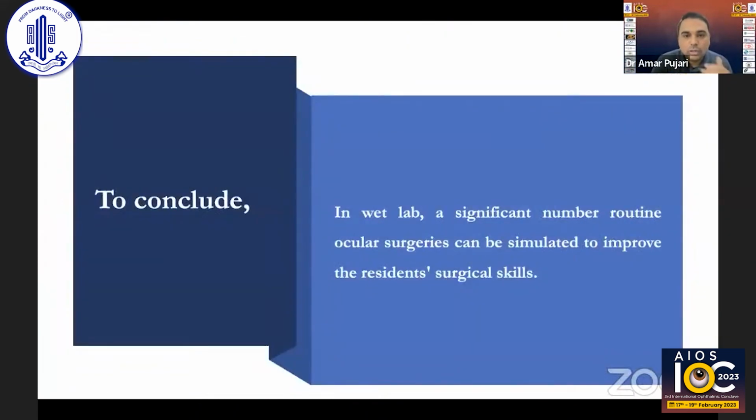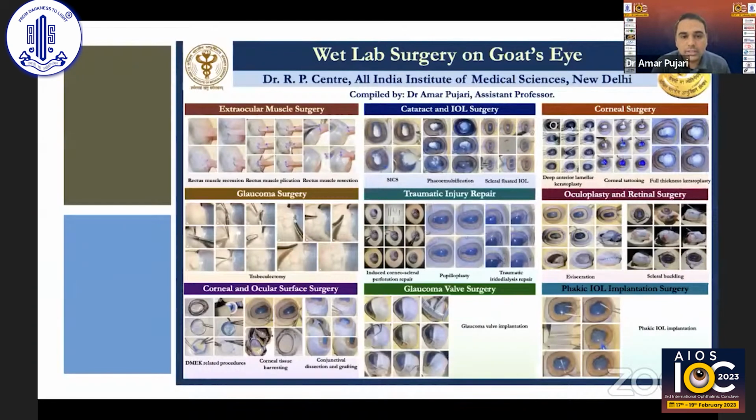So to conclude, in wet lab, a significant number of routine ocular surgeries can be simulated, so that we can improve the resident surgical skills. We often train these in our wet lab. We have these posters. So whatever the resident is interested in, we make a group of 4 to 5 people. Then we give them hands-on training.